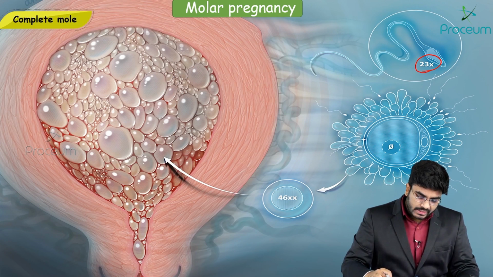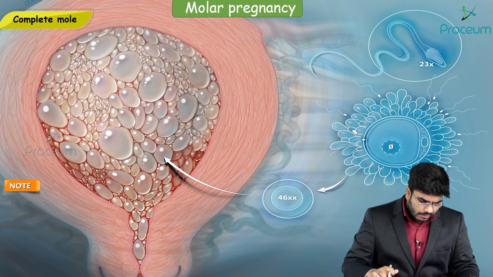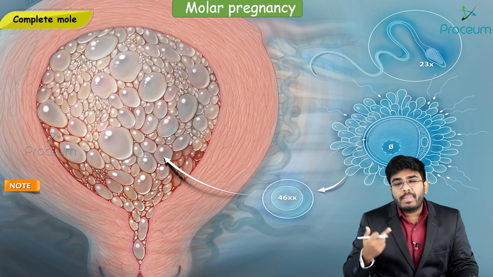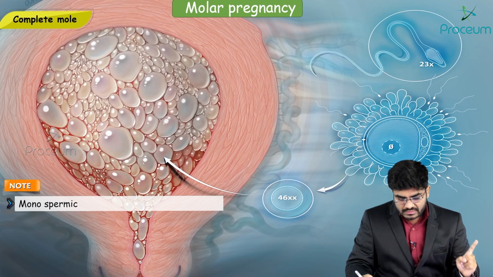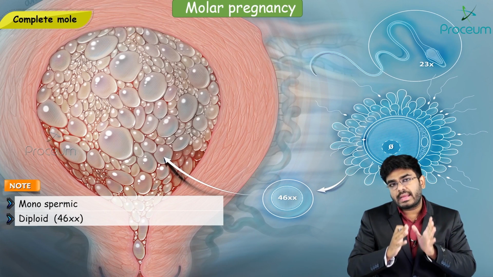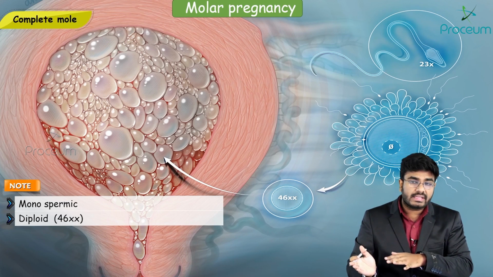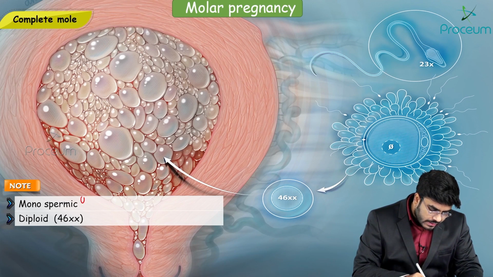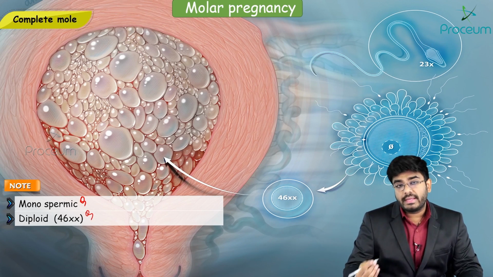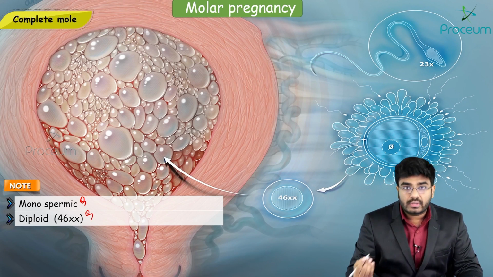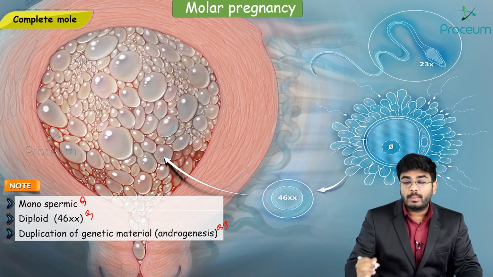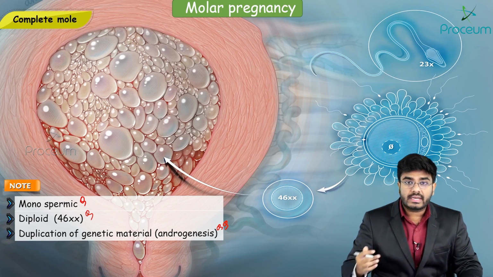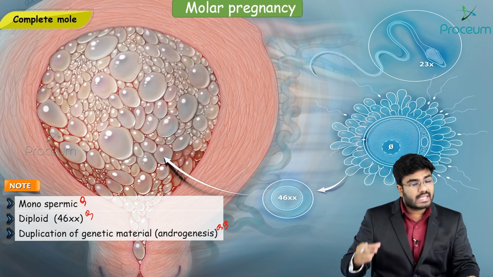Now, let's see a few important MCQs. Is this a condition of monospermy, bispermy or dispermy? This is monospermy, where a single sperm is fertilizing. There are certain kinds where there will be dispermy also, which we will discuss in the next slide. But for now, it's a monospermic condition, a sperm fertilizing an empty ovum, giving a diploid condition, 46XX, the most common karyotype seen with complete mole. There is duplication of the paternal genetic material, known as androgenesis. They can directly ask you whether androgenesis happens in partial mole or complete mole. It's happening in complete mole.